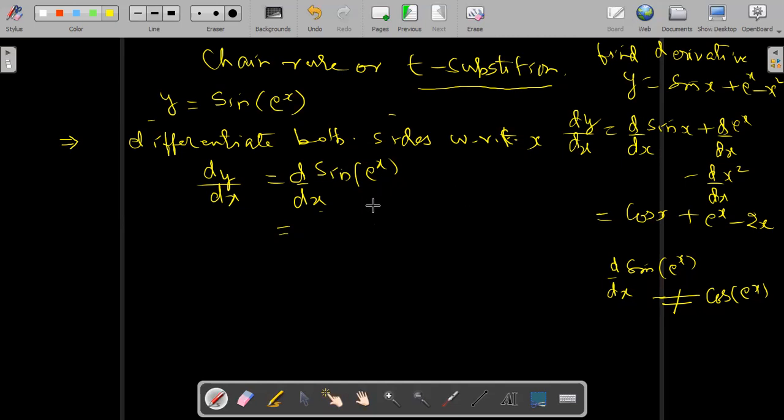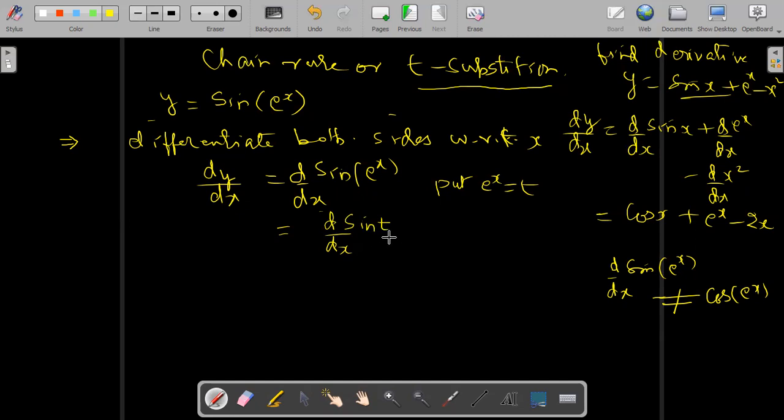So what we will do, we will substitute something so that it becomes the standard formula. We can put e to the power x is equal to t. After this, you will write put e to the power x is equal to t. So we get d by dx of sin t. This will reduce to sin t, which is the standard formula whose differentiation we know.